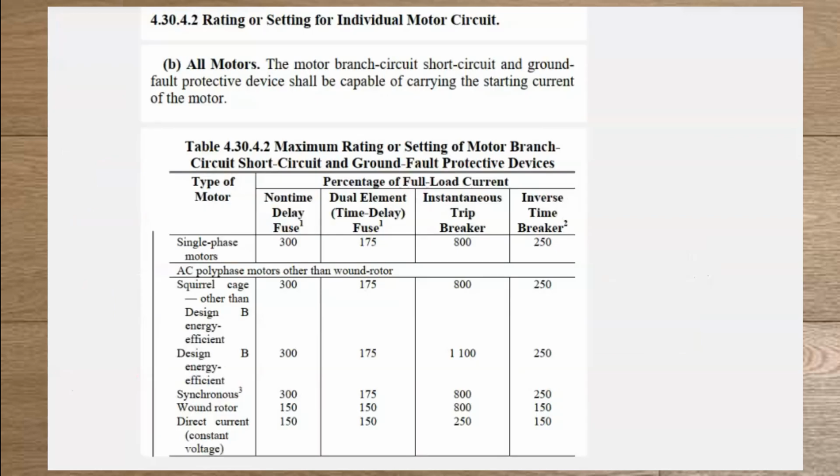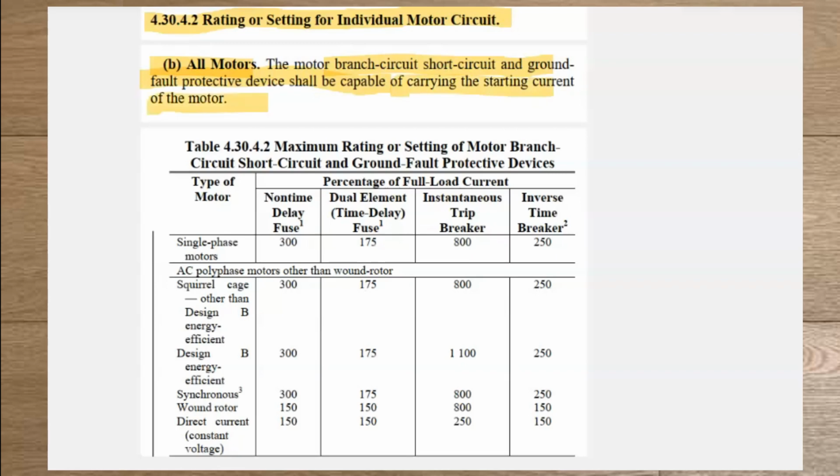From the table, 4.30.4.2, this is for rating or setting for individual motor circuit. So at B, for all motors, the branch circuit, short circuit and ground fault protective device shall be capable of carrying the starting current of the motor.